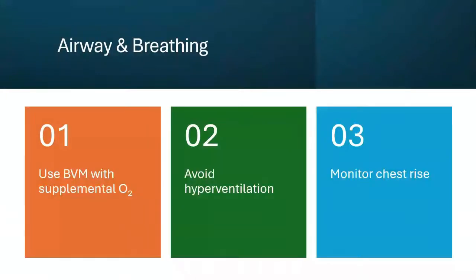So for airway and breathing, with the BVM with supplemental oxygen, we want to avoid hyperventilation and hypoventilation. One of the best ways to gauge adequate ventilation is to monitor for chest rise.